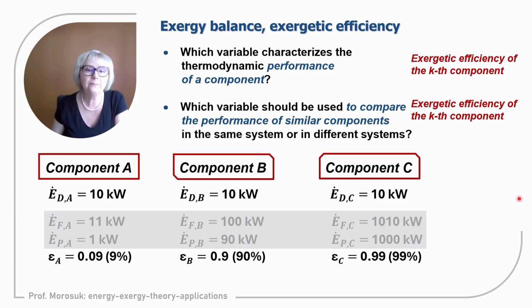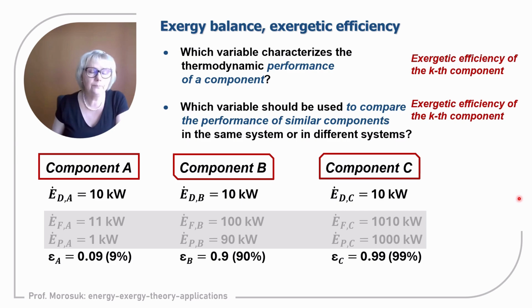Usually, the values of exergy of fuel and exergy of product we will not include in the evaluation. We have only two values to discuss: exergetic efficiency and exergy destruction. So now we can see that we have three components with the same value of exergy destruction, but with completely different values of exergetic efficiency. Now the question: which component should be improved? Of course, component A, because its exergetic efficiency is only 9%.